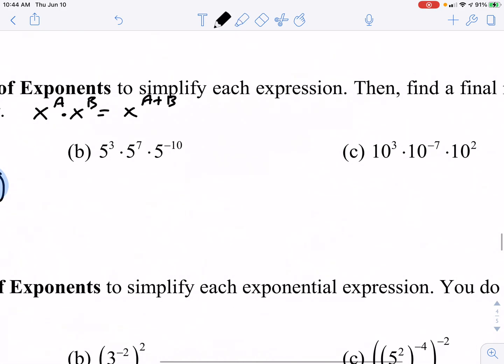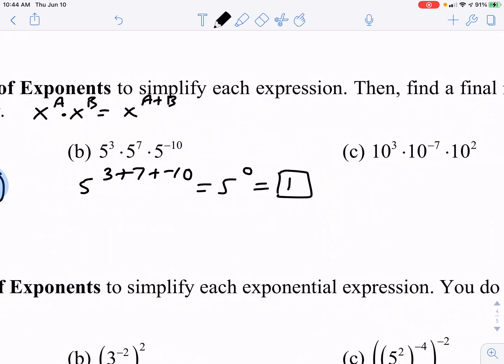Letter B, this would be 5 to the 3 plus 7 plus negative 10. All of those add up to 0, and 5 to the 0 power is equal to 1.